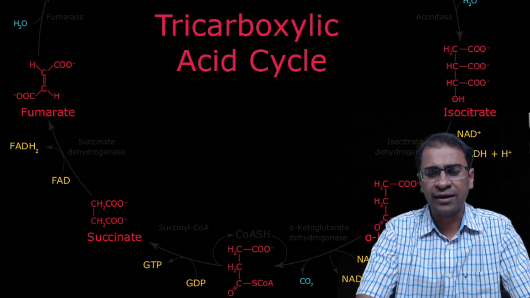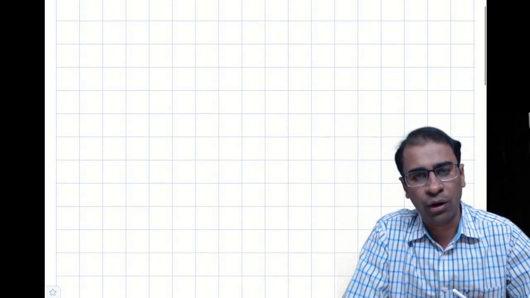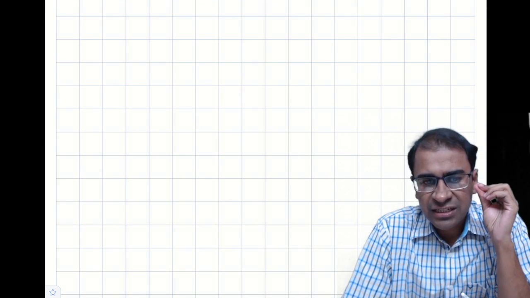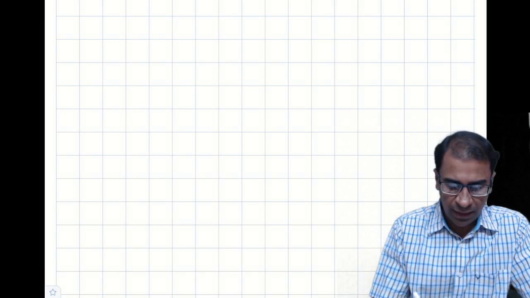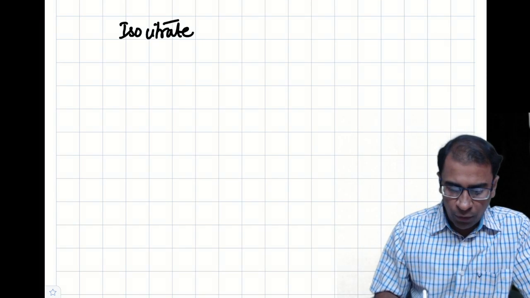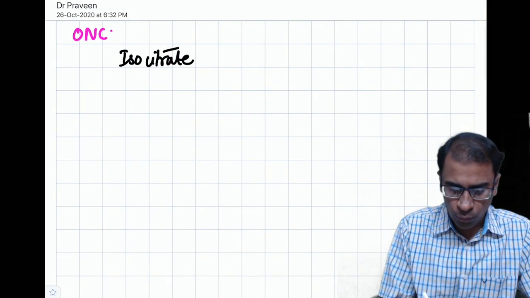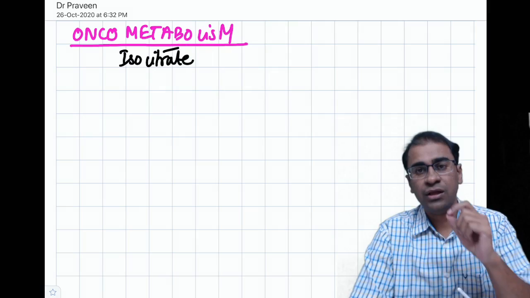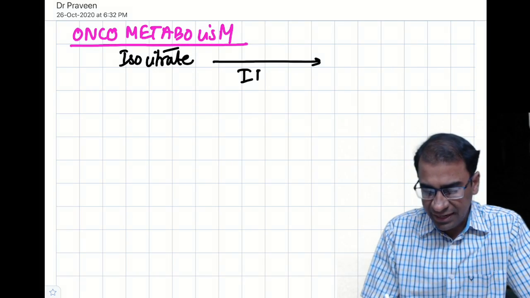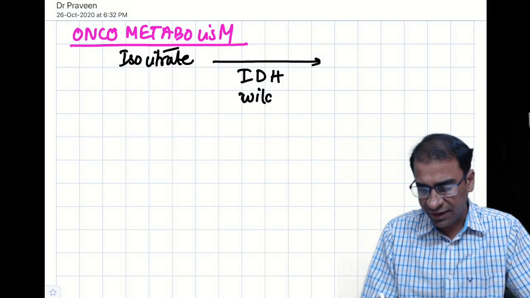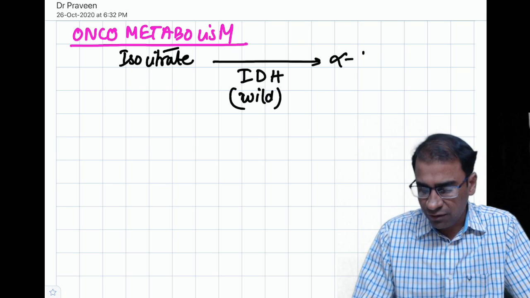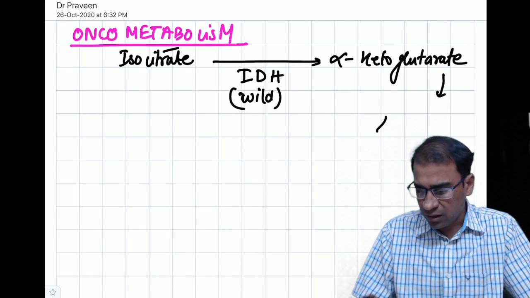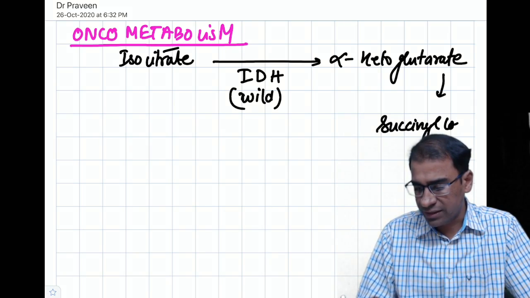How do we put this knowledge to use when we're understanding something called oncometabolism? See what happens sometimes, guys, is that a surprising genetic alteration is discovered by a novel mechanism. This is a new update on oncometabolism. So isocitrate is acted upon by the normal IDH, which I can write as wild type IDH. Wild means unmutated, it's normal, and this forms alpha ketoglutarate. This we all know, and this again then changes to succinyl coenzyme A. Everything is normal here.